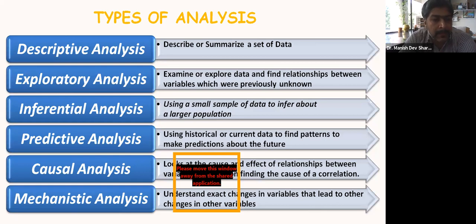Similarly, mechanistic analysis is to understand the exact changes in the variables that lead to other changes in the respective variable. Like we have distance and time. So we can see the exact changes in distance and time that may change the volume and density of that particular process.